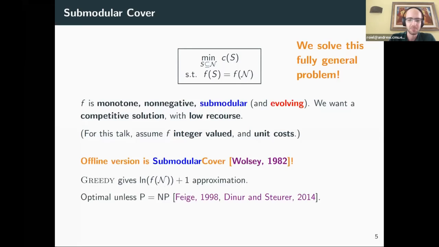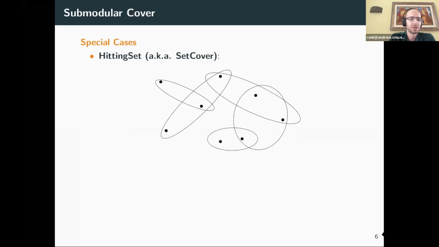This is known to be optimal unless P equals NP. And I'll just note that it generalizes the classic log n approximation for hitting set with n sets. All right, so let me try to convince you that submodular cover, if you haven't seen it, is extremely expressive. So version 0 of it is the hitting set problem that we've been talking about, also known as set cover.